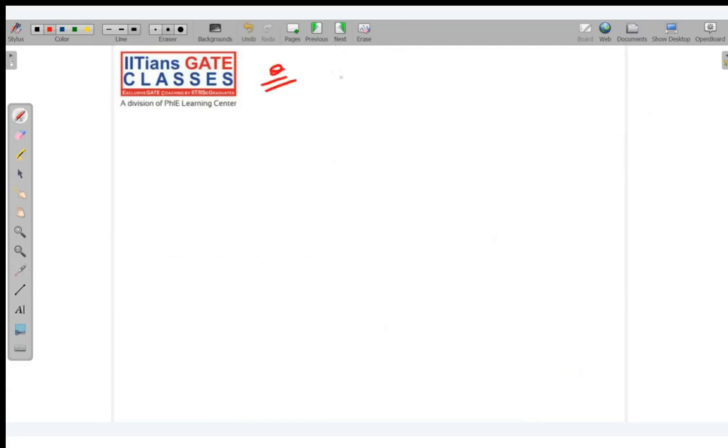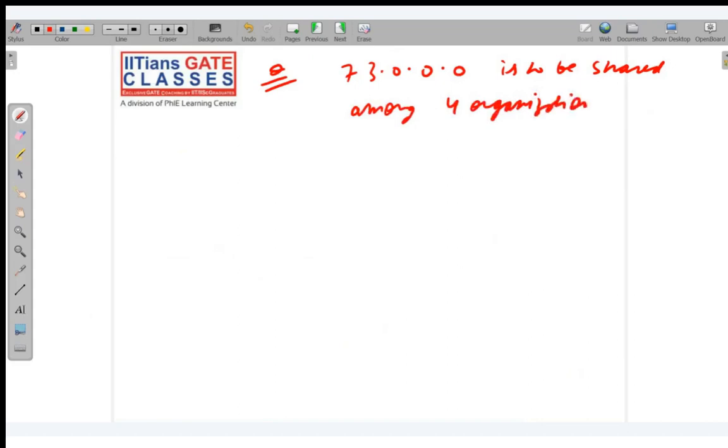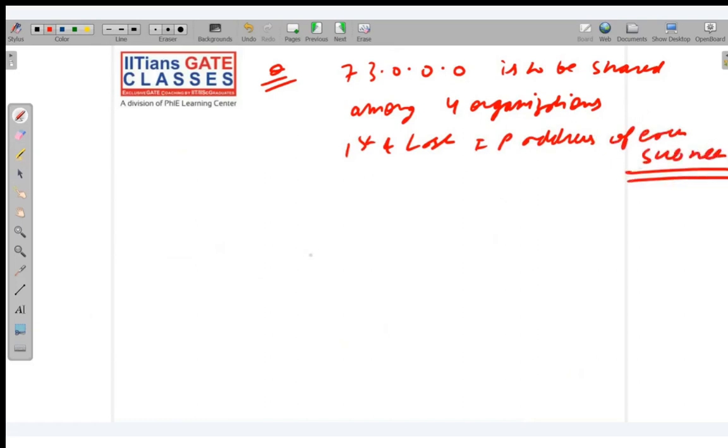A block having starting address 73.0.0.0 is to be shared among 4 organizations, and they will say: find the first and last IP address of each subnet.